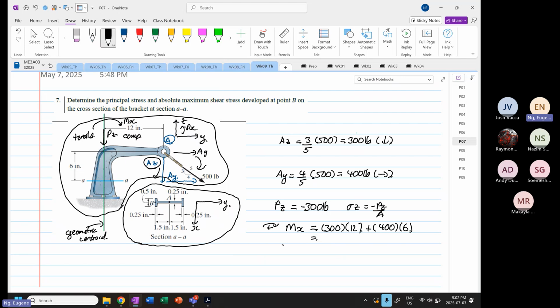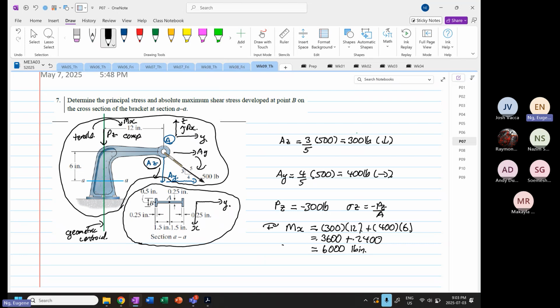So this will be equal to 300 times 12, which is equal to 3600, plus 400 times 6, which is 2400. So 3600 plus 2400 is equal to 6,000 pound inch. Let me do it again. Yep, 6,000 pound inch. So we know that our moment is 6,000. The next thing is to find the second moment of area.